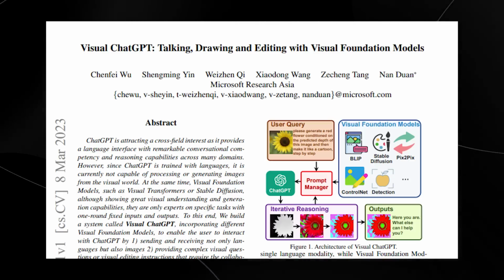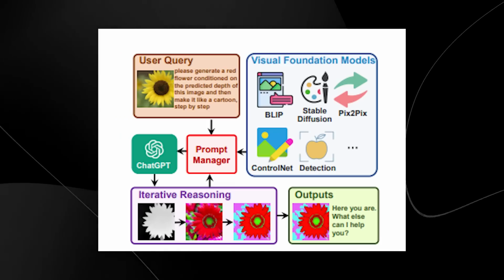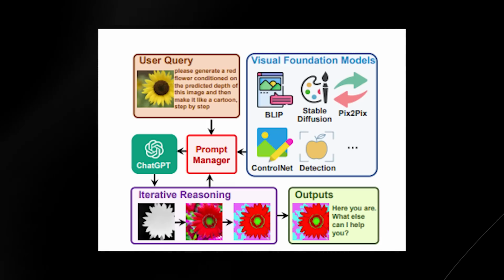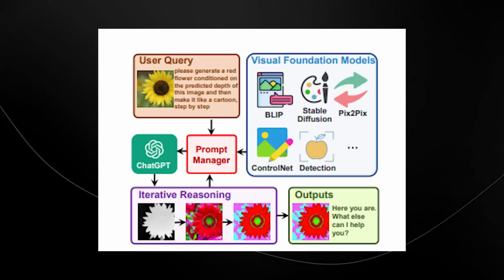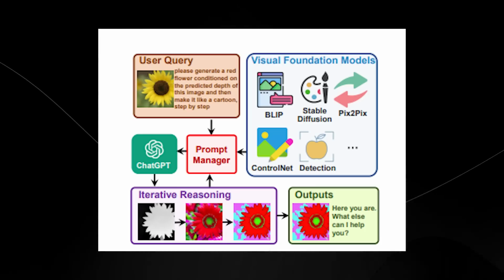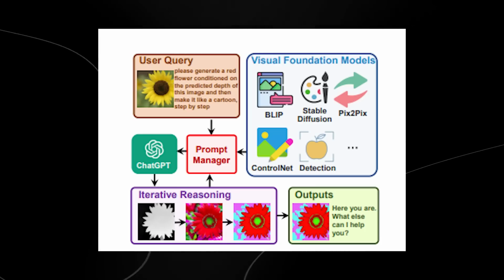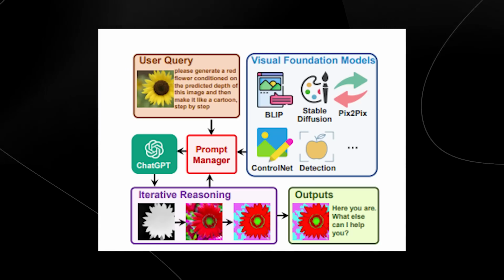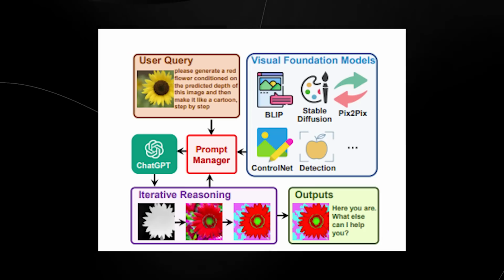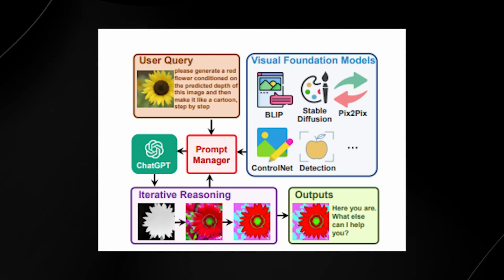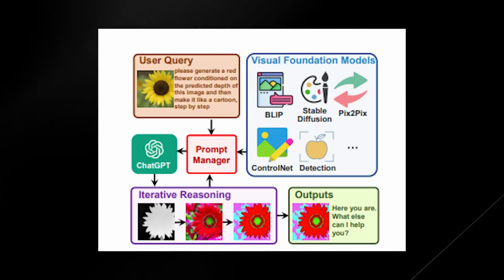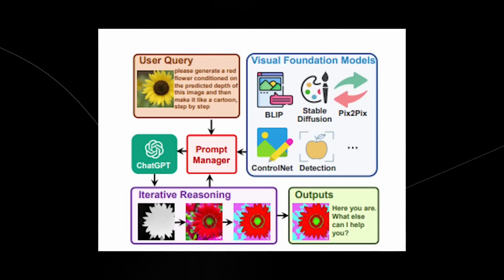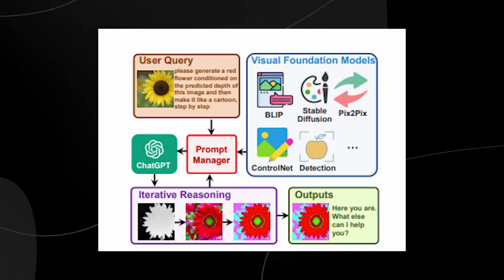So if we take a close look at this right here, you can see that it is based on four foundation models. It's based on BLIP, Stable Diffusion, Pix2Pix, ControlNet, and of course some detection. So this is how it all works, and you can see that there is a user query in there also, and that there is also some iterative reasoning which eventually comes to your final solution. As you can see, the initial question was, please generate a red flower conditioned on the predicted depth of this image, then make it look like a cartoon step by step. And you can see it actually does achieve that.